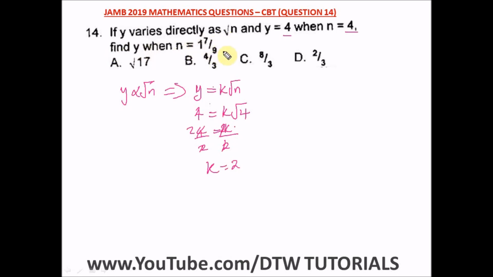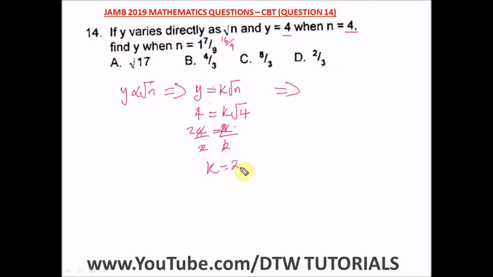Now the question says find y when n is equal to 1 whole number 7 over 9. So in converting this mixed fraction to an improper fraction, 9 times 1 is 9, and 9 plus 7 will give us 16 over 9. So n is equal to 16 over 9.